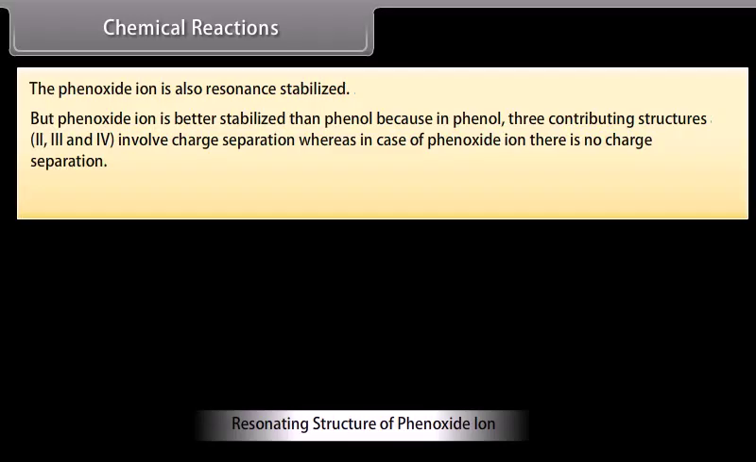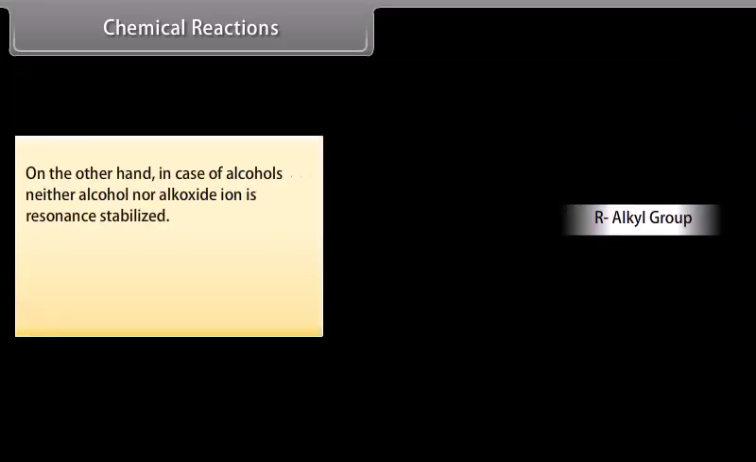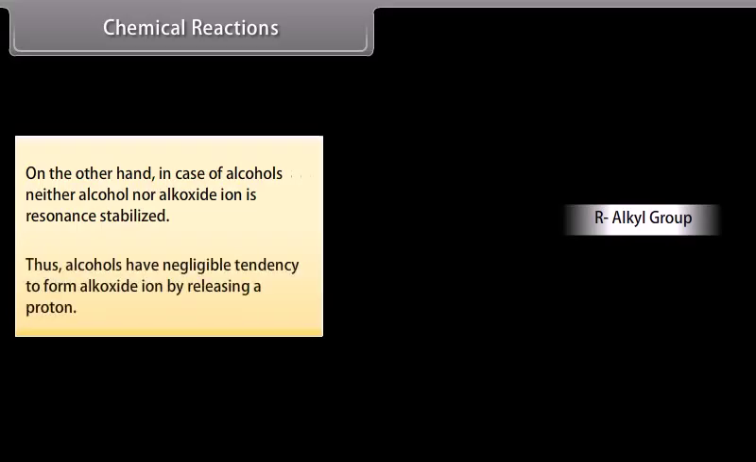But phenoxide ion is better stabilized than phenol because in phenol, 3 contributing structures, that are second, third and fourth, involve charge separation, whereas in case of phenoxide ion, there is no charge separation. Hence, phenol has greater tendency to change into more stable phenoxide ion by releasing a proton. On the other hand, in case of alcohols, neither alcohol nor alkoxide ion is resonance stabilized. Thus, alcohols have negligible tendency to form alkoxide ion by releasing a proton.